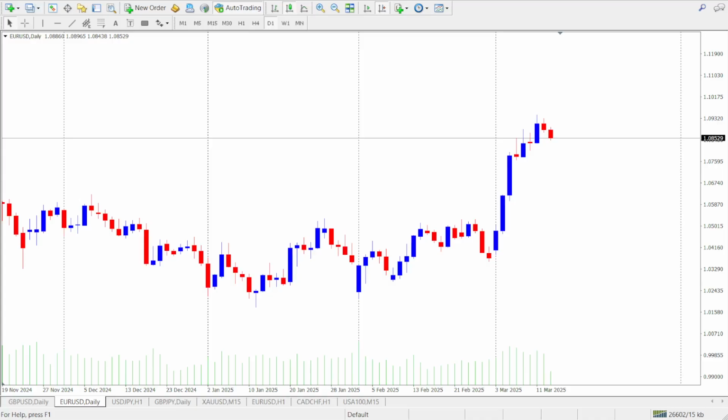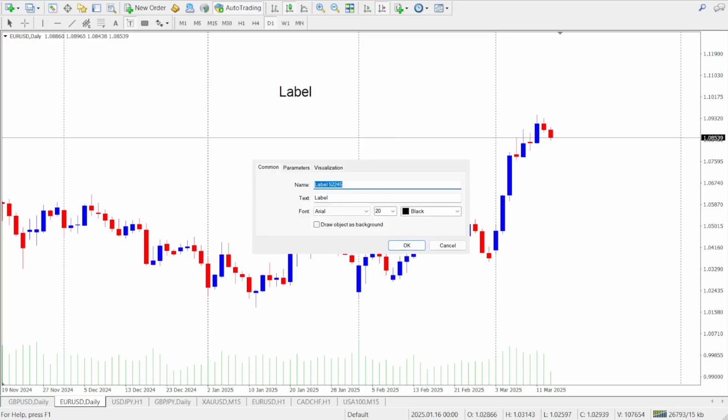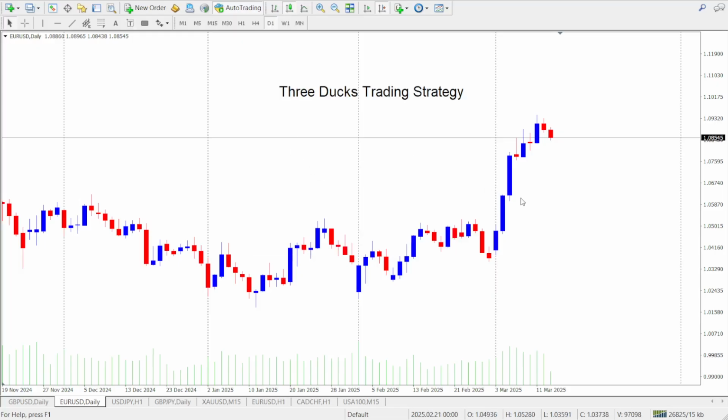Okay, now let us break it down. The three ducks trading strategy is a trend following method that uses three different time frames to confirm the market direction.